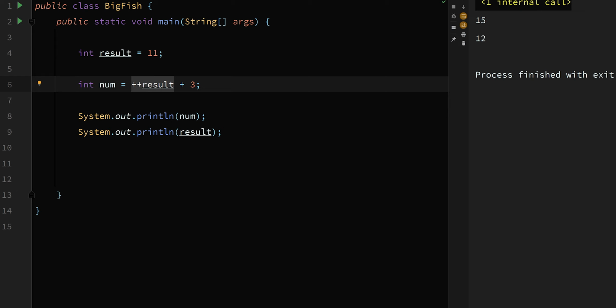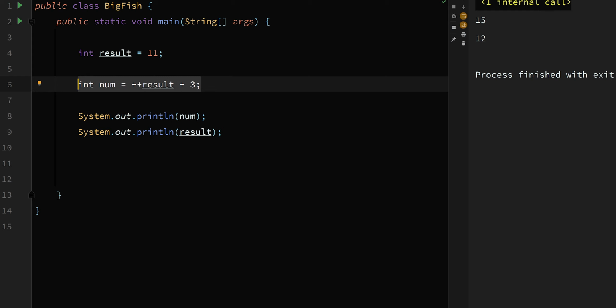But placing it before the variable name increases its precedence, meaning it happens earlier, before other operations normally happen. So the result gets increased by 1 to 12, and then plus 3 occurs, which means we have 12 plus 3 giving us 15. So that's how we have plus plus, and the same is true for minus minus as well.